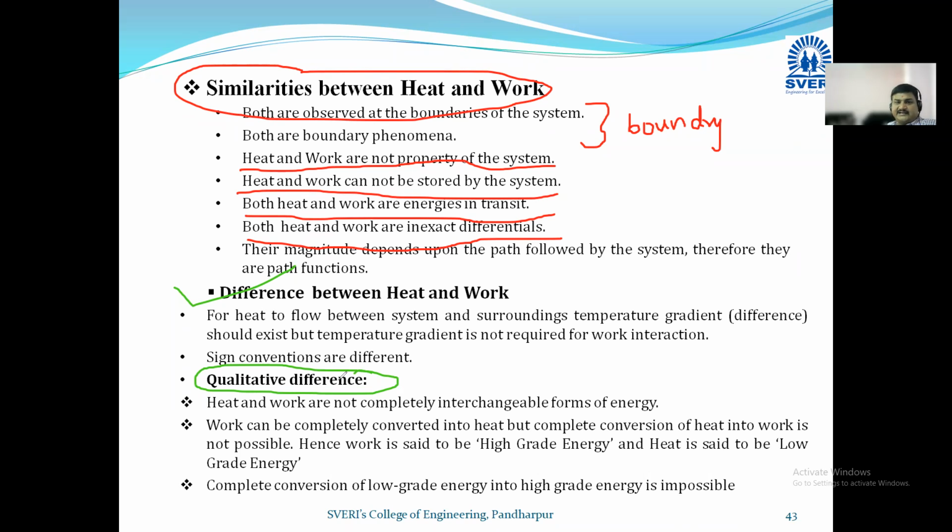Okay, so these are nothing but the similarities and differences between heat and work. I'll stop here only. We will learn the remaining concept in the next chapter, next lecture. Thank you very much for being with me.